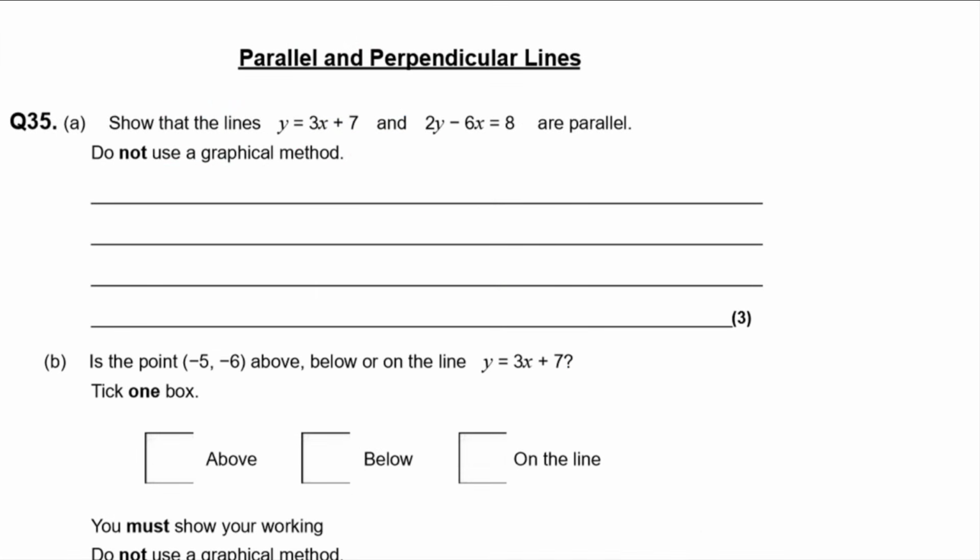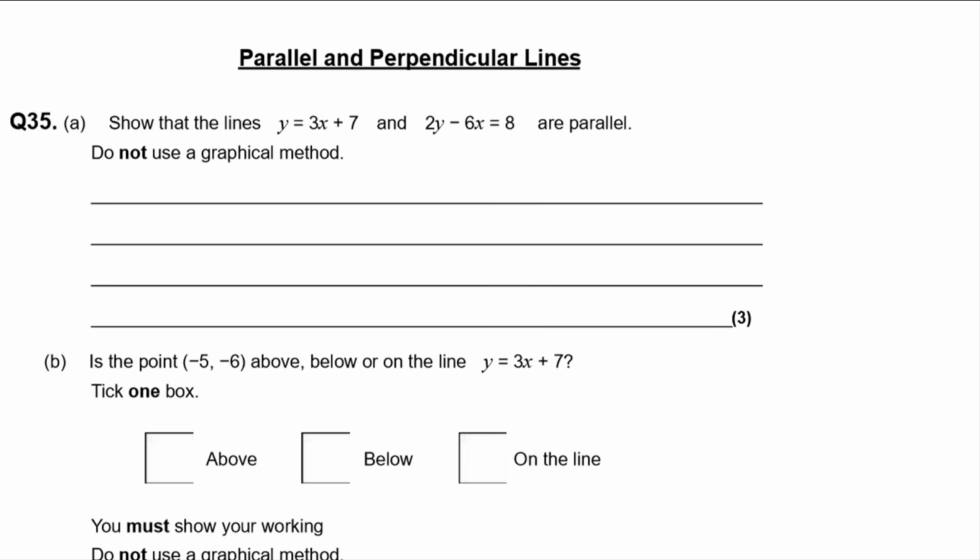Okay. Next up, we're going to look at parallel and perpendicular lines. So we should know how to find the gradient of a line from its equation. Just rearrange it into the form y equals mx plus c and read out m. And you should know how to find the gradient of a perpendicular line: one is the negative reciprocal of the other. If you know those two things, you should be good to go. Let's try out these questions.